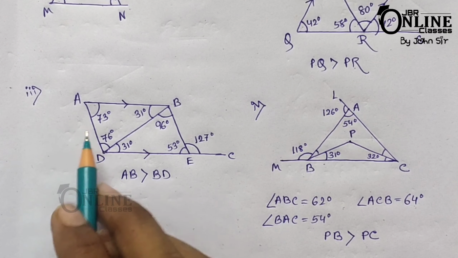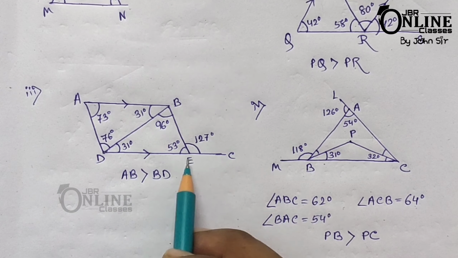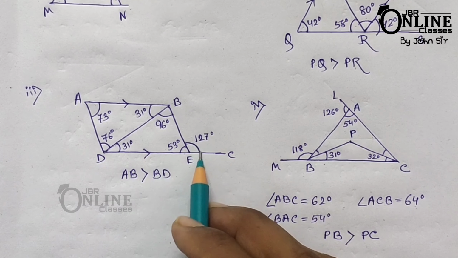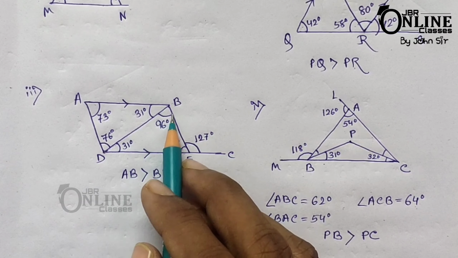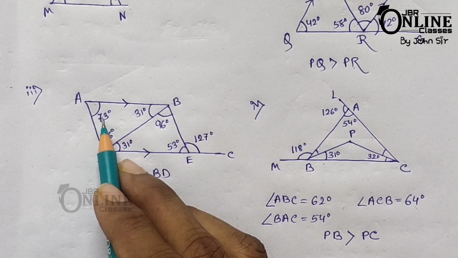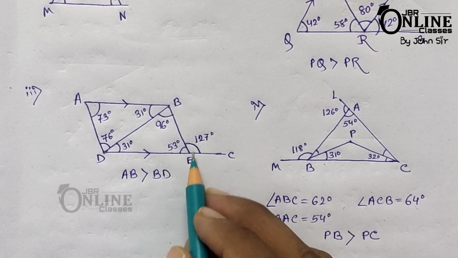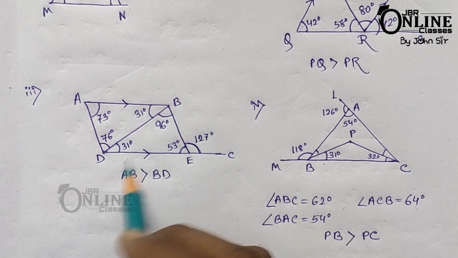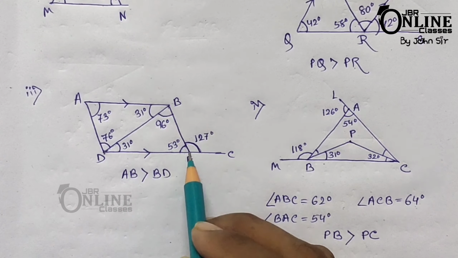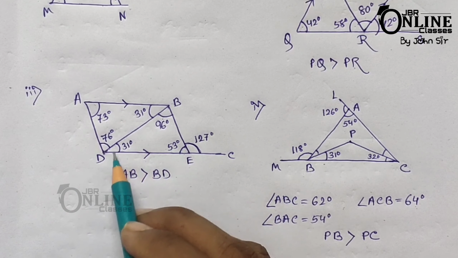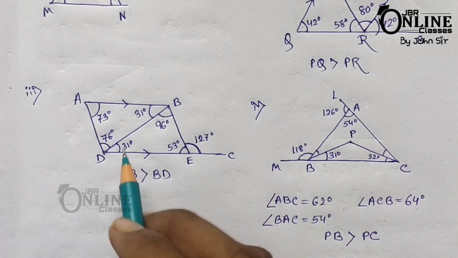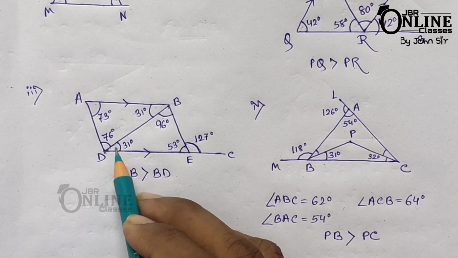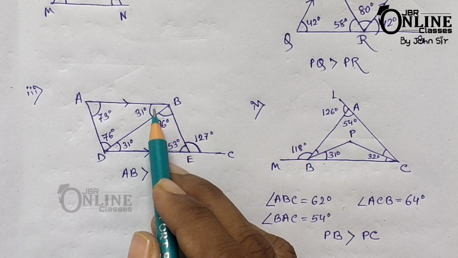Now number 3. In number 3, here A, B, C, E, D, and it's given that AB is parallel to DE. This angle equals 127, this angle equals 96, and this one equals 73. These three angles are given. If this one equals 127, then this one equals 53, by subtracting from 180. Now in this triangle BDE, this one is 96, this one is 53, so the rest equals 31 degrees. As these sides are parallel, this angle will be equal to this one. So if this one equals 31, this one is also 31 degrees.